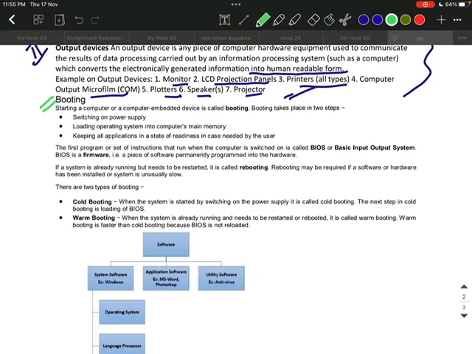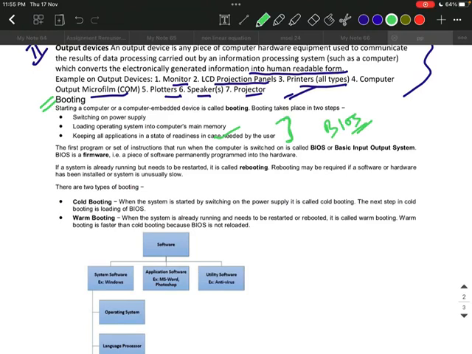Why is it known as booting? Because we are switching on the power supply, we are loading the operating system into the computer's main memory, and we are keeping all the applications in the state of readiness. हम सारे applications को ready कर देते हैं. And for this we are also downloading something, and that is known as BIOS. Now that is also being involved over here.